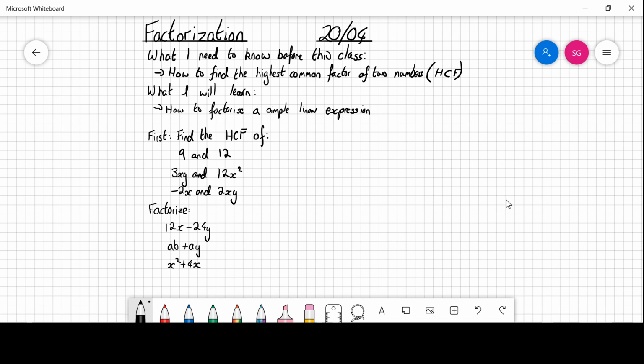So, for factorization, we're going to go back to basics a little bit. For some of you, this will be really easy. For some of you, this will be kind of hard. Feel free to contact me if you do have any questions.